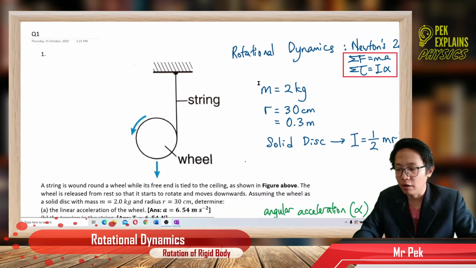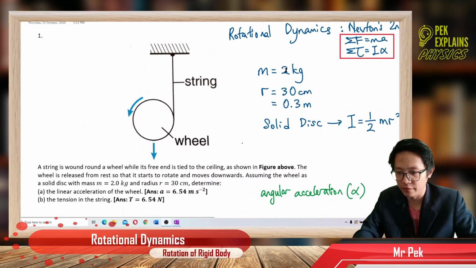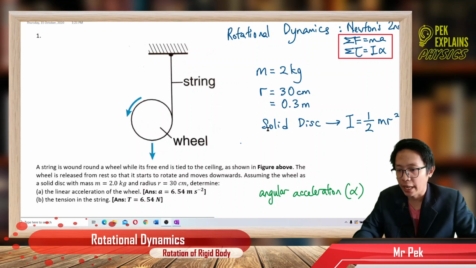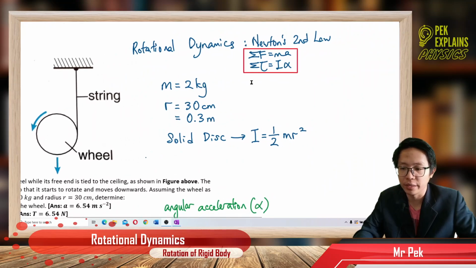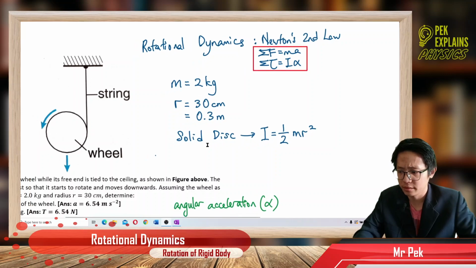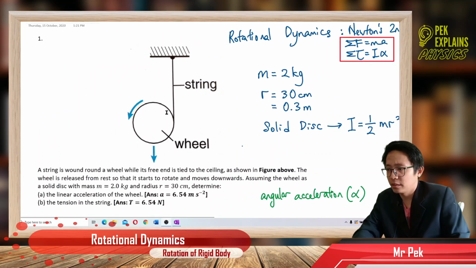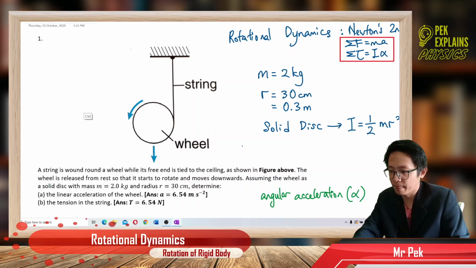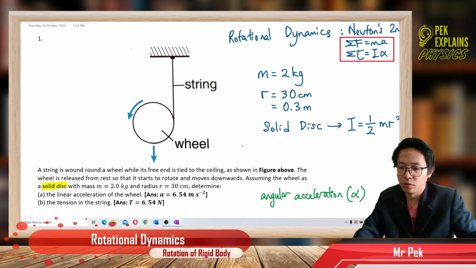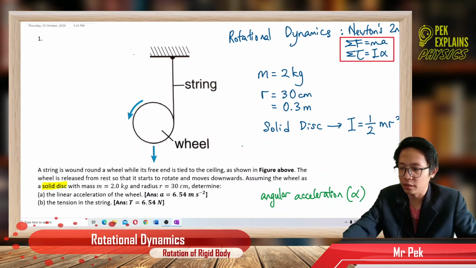So we have the mass, given the mass, the radius, change to meter. And of course, because we are going to use total torque equal to I alpha, we need the moment of inertia. Moment of inertia is just like the mass. So we need to find the moment of inertia of the solid disc. He mentioned that this is a solid disc, so we need to use the solid disc formula.